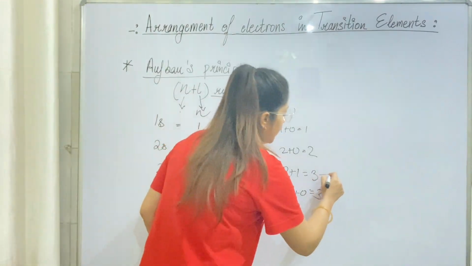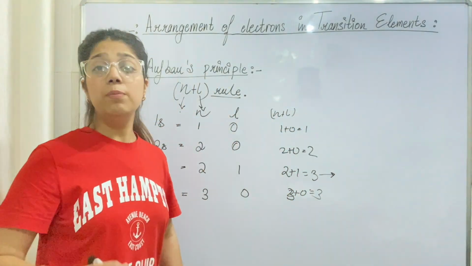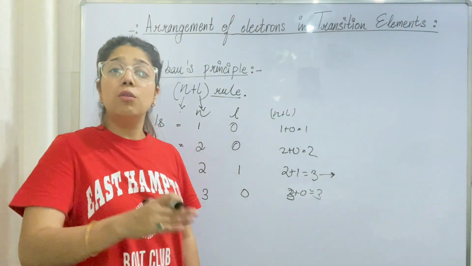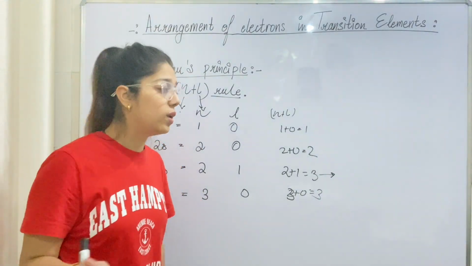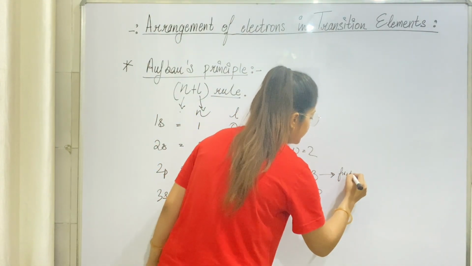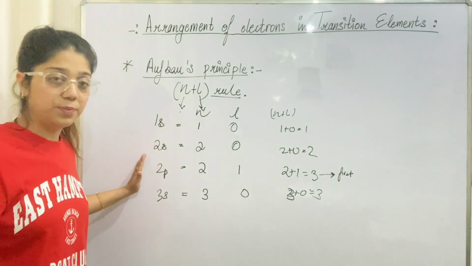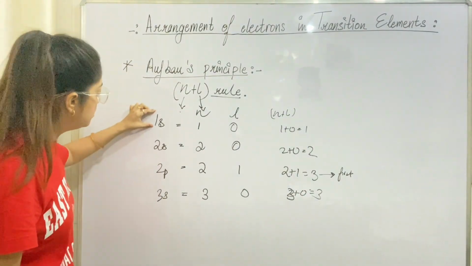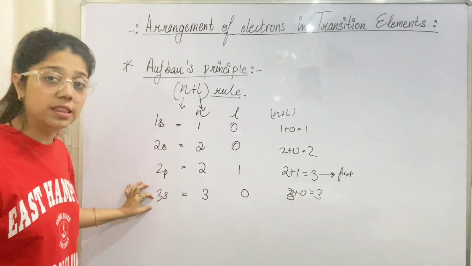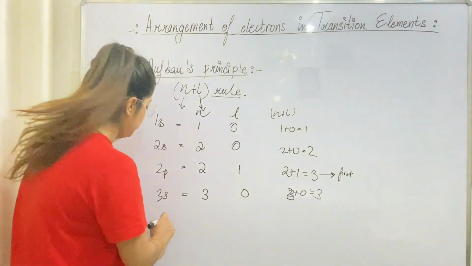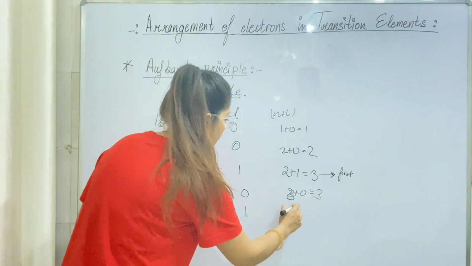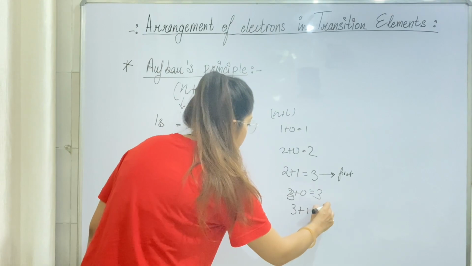That means if the value of N plus L is the same, then the electrons will be filled in the orbital in which the value of N is the lowest, okay? So 2p will be filled first, before 3s. The electrons will go first in 1s, then in 2s, then in 2p, and then in 3s. Now for 3p, the value is 3 plus 1, which is equal to 4.